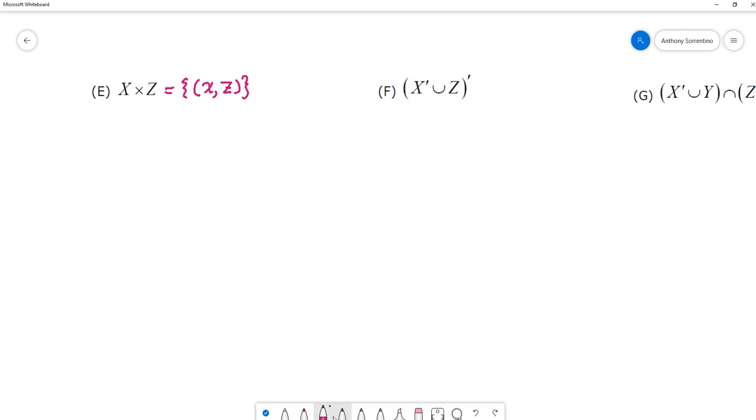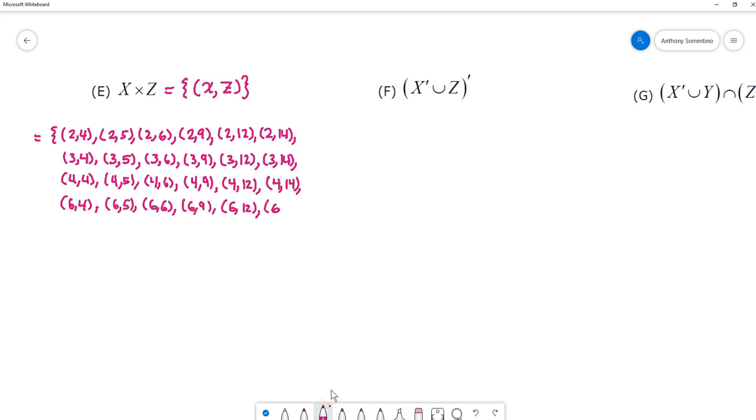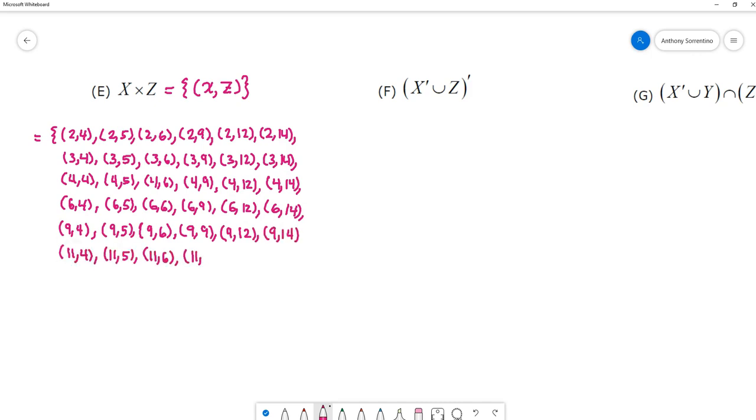So for instance, just to start it off, I'm not going to necessarily write the entire, well, I'll write out the entire list. And so that is the entire list of ordered pairs that would come from the cross multiplication between sets X and Z.